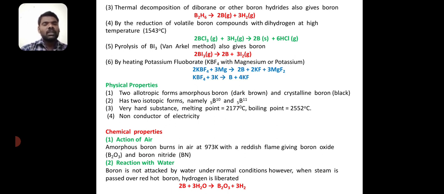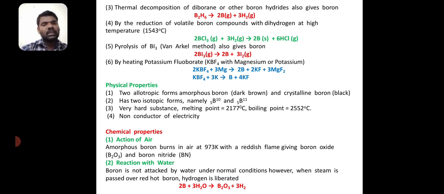Now we can see the physical properties. Boron exists in two allotropic forms, amorphous and crystalline. It has two isotopic forms, 5B10 and 5B11. It is a very hard substance, and the melting point is above 2177 degrees Celsius and the boiling point is 2552 degrees Celsius. It is a non-conductor of electricity.